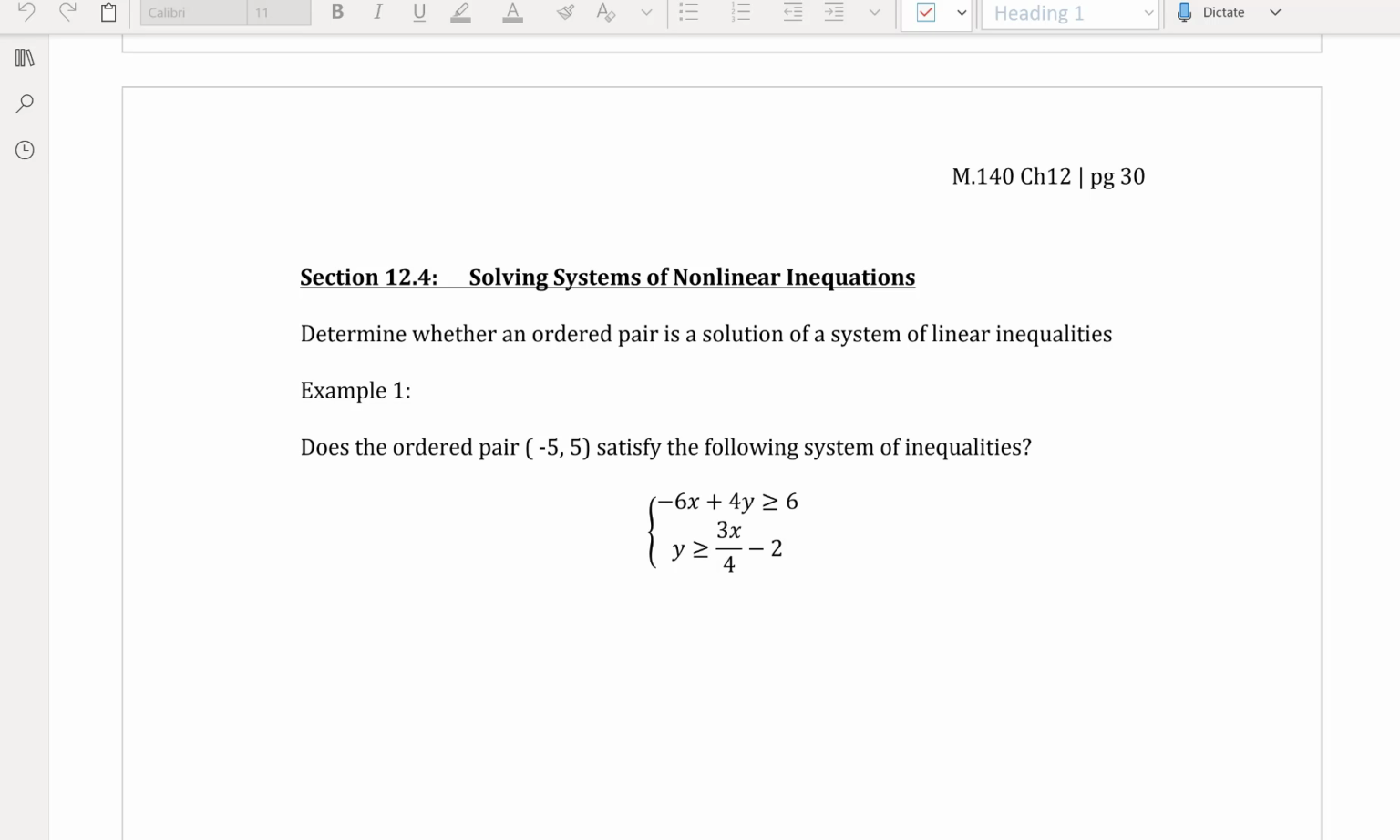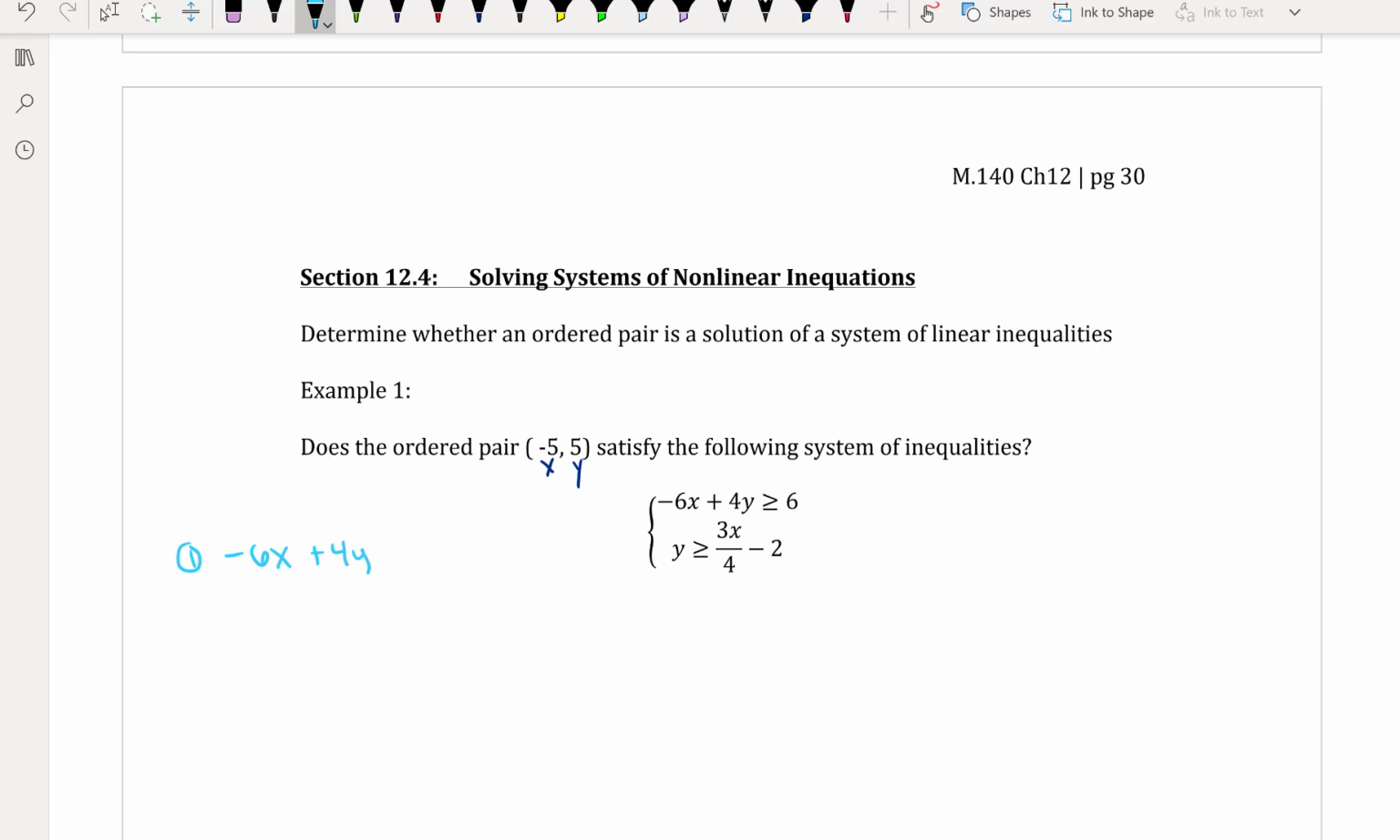So we want to determine whether an ordered pair is a solution of a system of linear inequalities. The example below says, does the ordered pair (-5, 5) satisfy the following system of inequalities? What we can do is plug in these values to see if it makes it true or false. Here's my x value and there is my y value. Let's think about that first inequality. We have -6x plus 4y is greater than or equal to a positive 6.